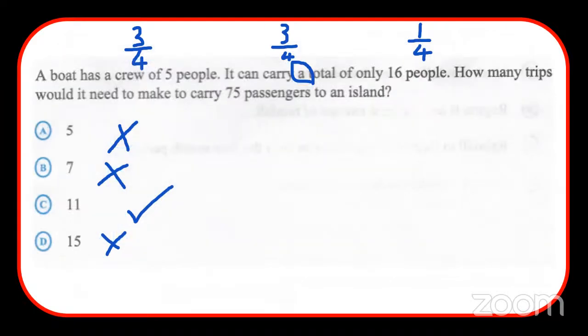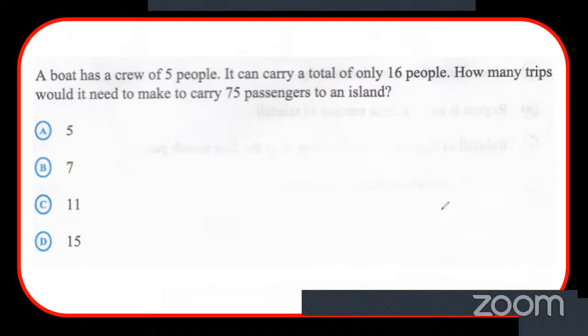All right, so a boat has a crew of 5 people. It can carry a total of 16 people. How many trips would it need to make to carry 75 passengers to an island? So let's look at it.